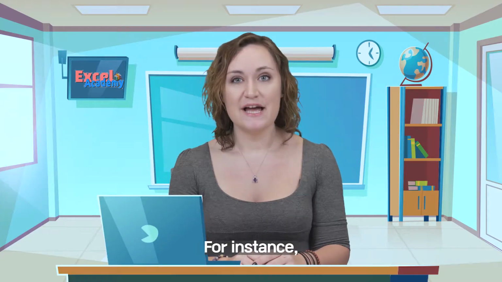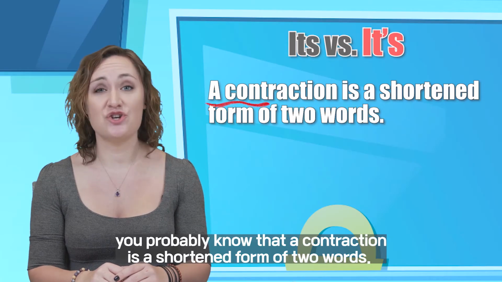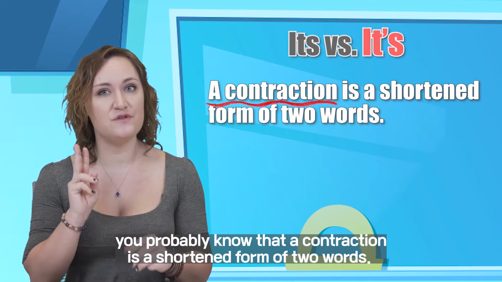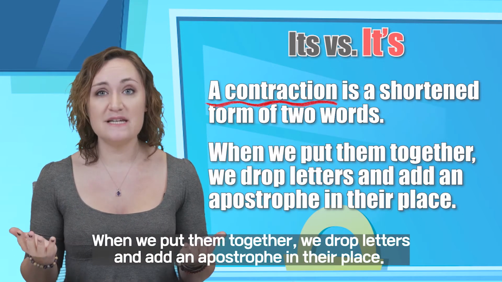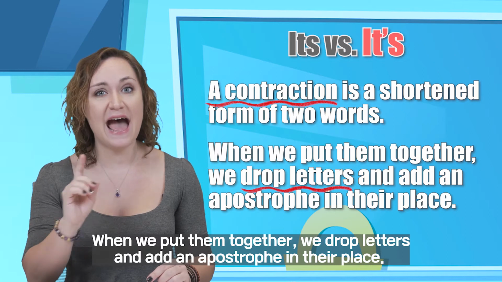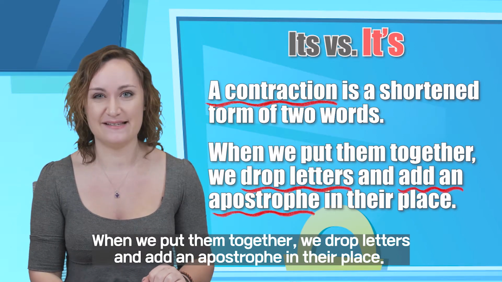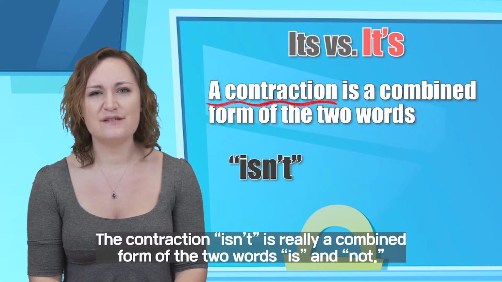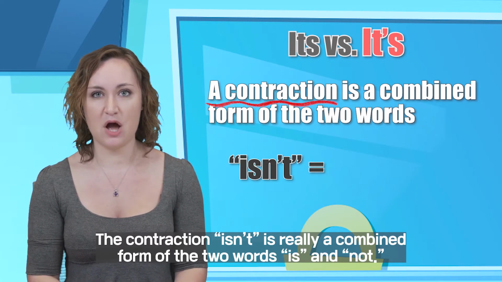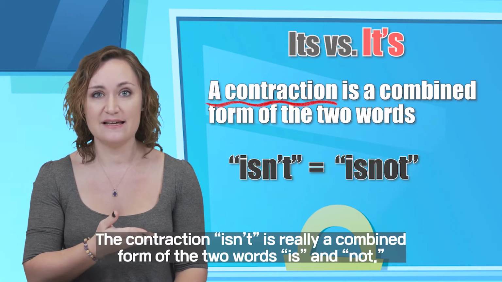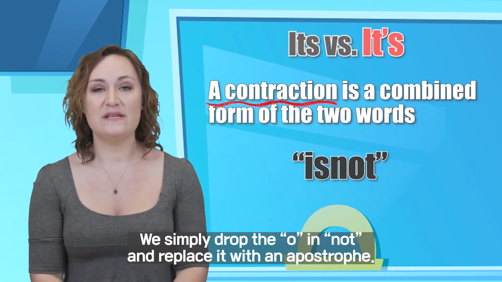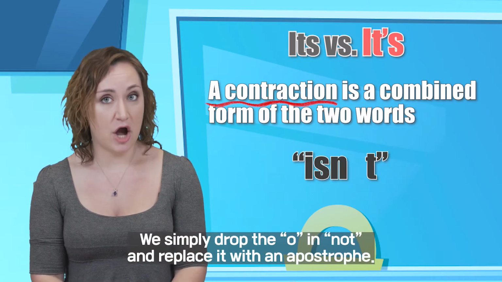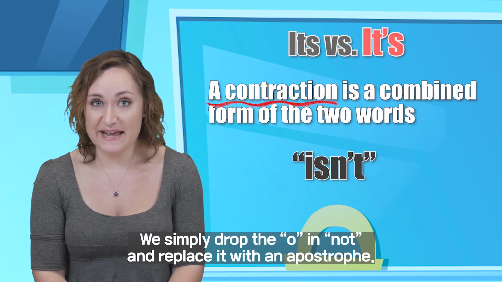For instance, you probably know that a contraction is a shortened form of two words. When we put them together, we drop letters and add an apostrophe in their place. For example, the contraction isn't is really a combined form of the two words is and not. We simply drop the O in not and replace it with an apostrophe.